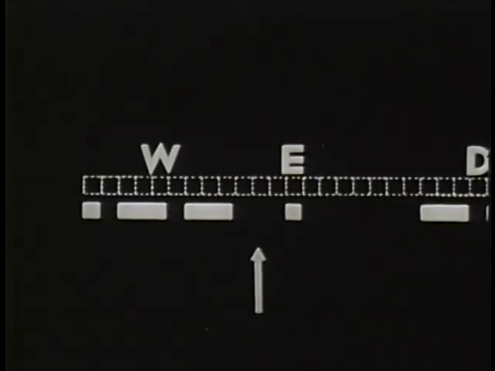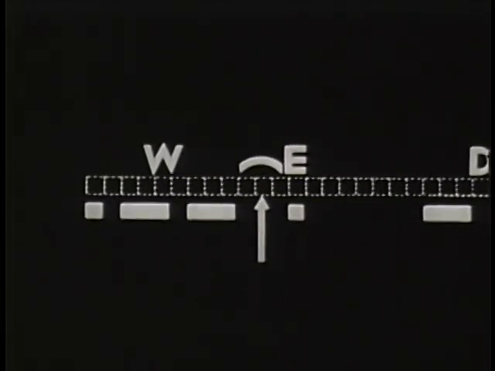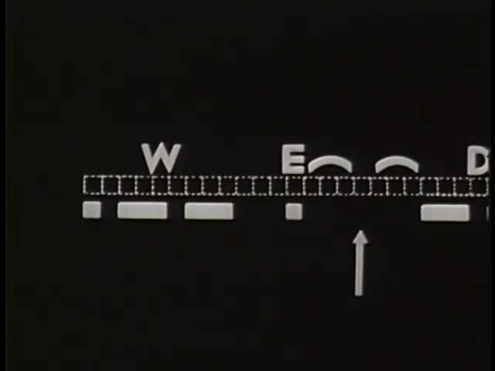The da is three times as long as the dis. The space between the dis and the das that make up the letter is equal to one dis. Spacing between the letters is equal to three dis or one da. The spacing between words is equal to seven dis or two das. These are the basic elements of Morse code. It is essential that you develop a second sense of correct timing so that you can send clear, readable code.